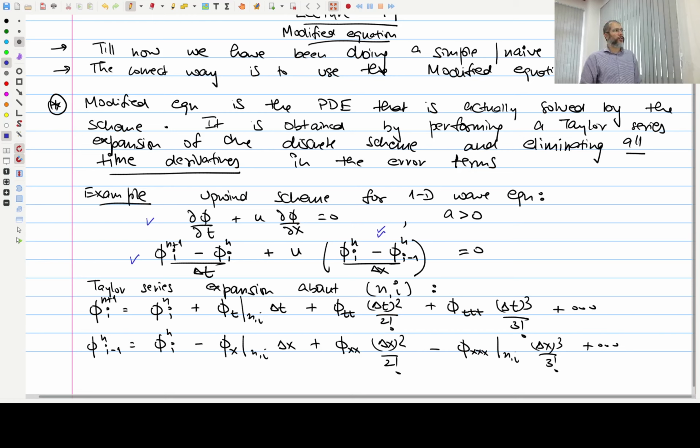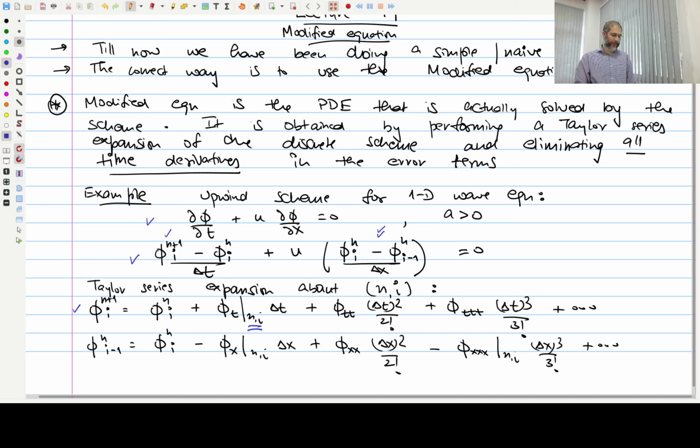And what we do is we expand all the terms about n comma i. So n comma i is the point for which you have written the governing differential equation, or the difference equation in this case. So we expand all the terms about this n comma i-th term. One of these is phi n plus 1 i, so this is expanded like this. Now remember, all the derivatives we are talking about are at the point n comma i.